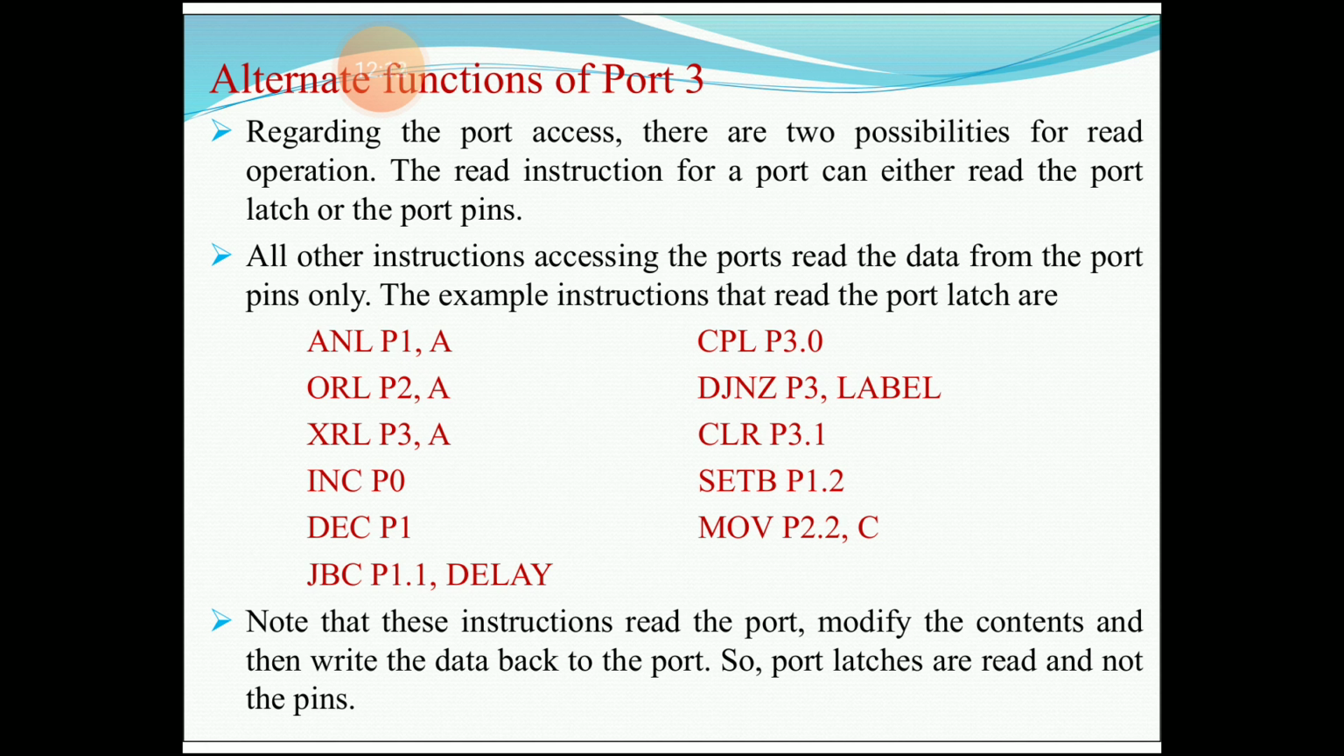Next, JBC P1.1, delay. This is a bit manipulation instruction. If the corresponding bit from the port line P1.1 is set, it is cleared and the program executes from the delay address. And CPL P3.0, this instruction complements the bit from the P3.0 line. DJNZ P3, label. This instruction decrements the content of port 3 and, if it is not equal to 0, jumps to the specified label.